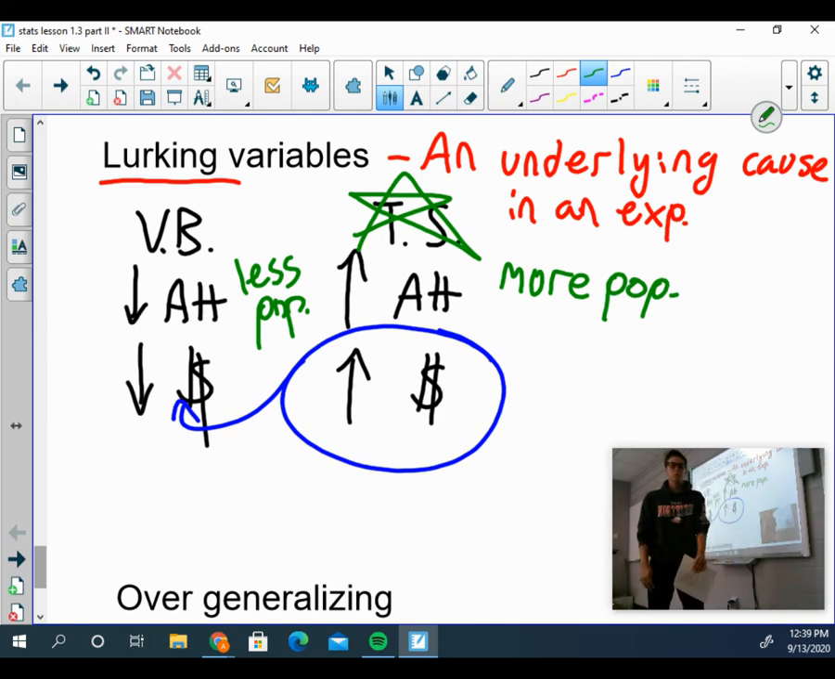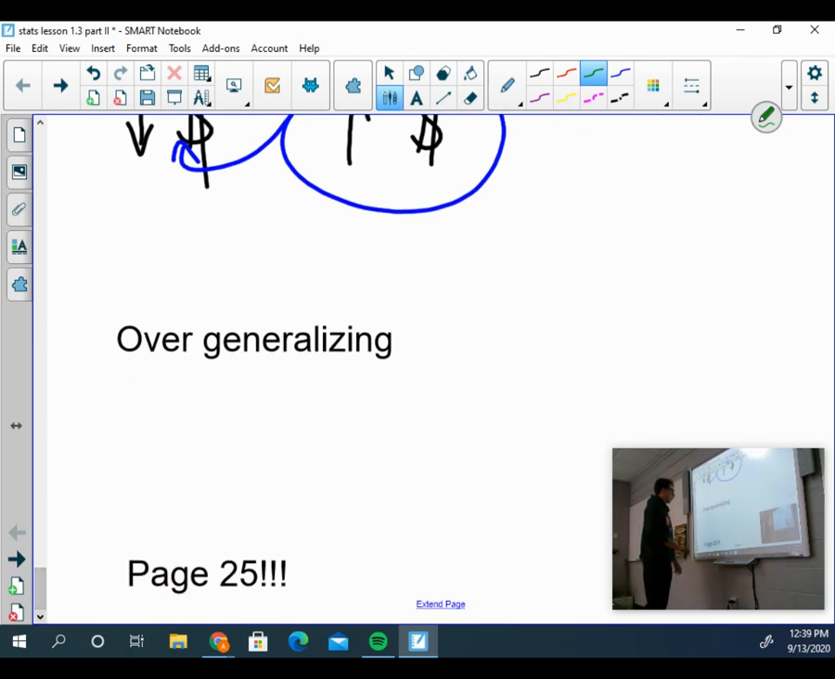People who carry lighters in their pocket often smoke. Smoking is one of the leading causes of lung cancer. Smoking is the lurking variable, okay? So an underlying cause in an experiment would be a lurking variable.